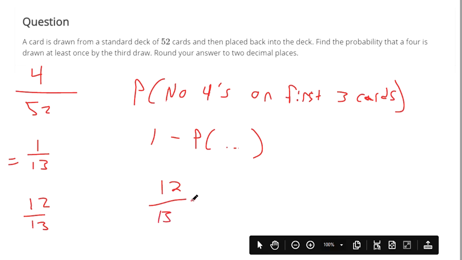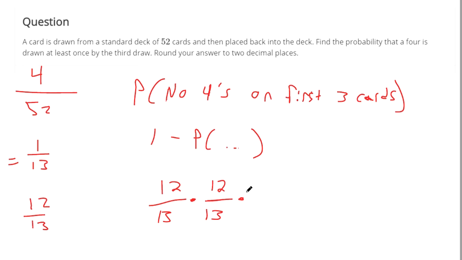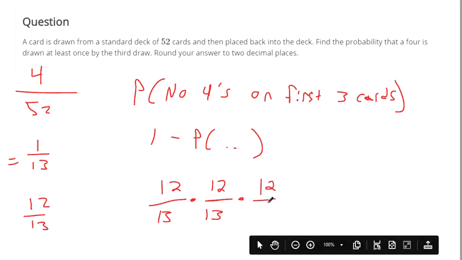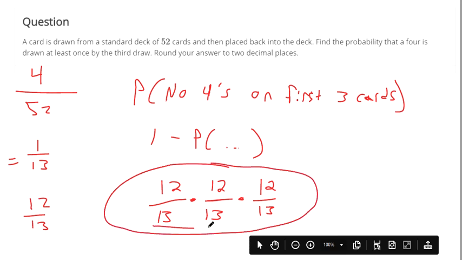And that's our first card. So we're going to multiply that by the probability of not getting a 4 on the second card. Because remember, with probability, if you're trying to find out 3 events, 4 events happening, then you've got to multiply the probability of each event. It's the law of independence, which I don't think we go into in this class. But you just multiply the different probabilities to find the probability of all 3 events. This represents the probability of getting no 4s on the first 3 cards.